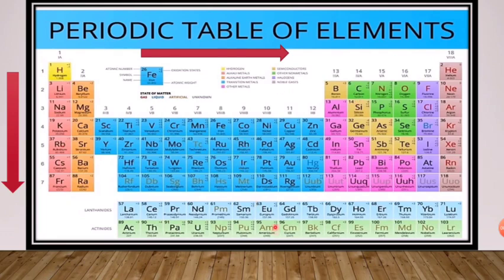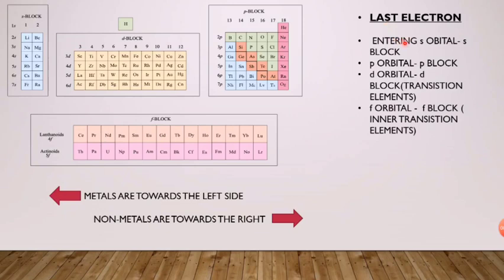In an atom there are four kinds of orbitals: s orbital, p orbital, d orbital, and f orbital. If the valence electron enters the s orbital, then that element belongs to the s block. If the valence electron enters the p orbital, then it belongs to the p block. If it enters the d orbital, it belongs to the d block, that is the transition elements. And if the valence electron of the atom enters the f orbital, it is said to be an f block or inner transition element.